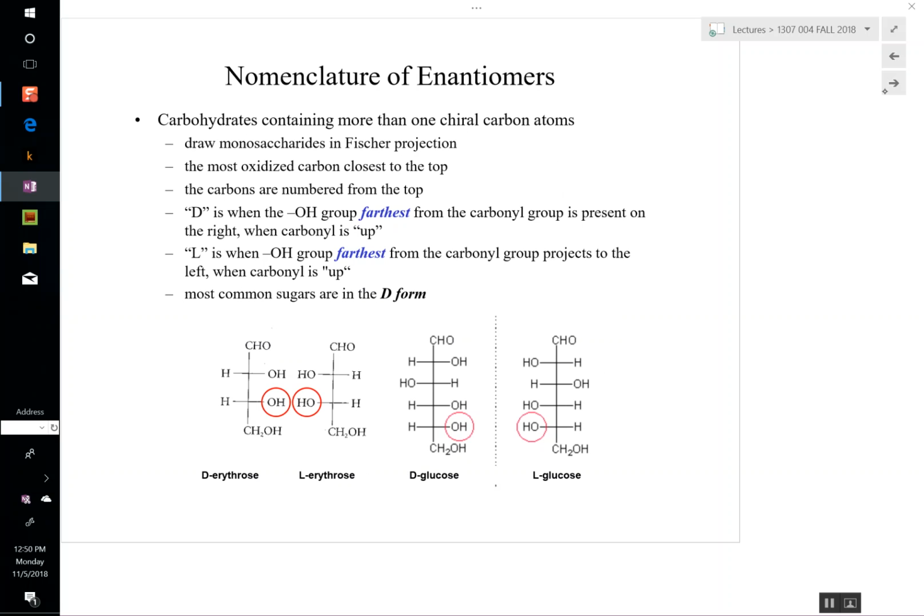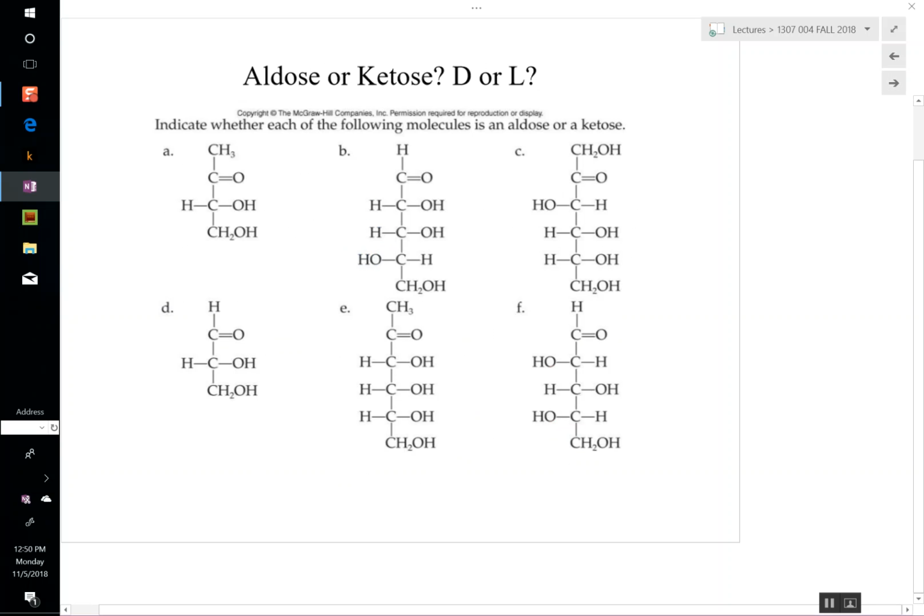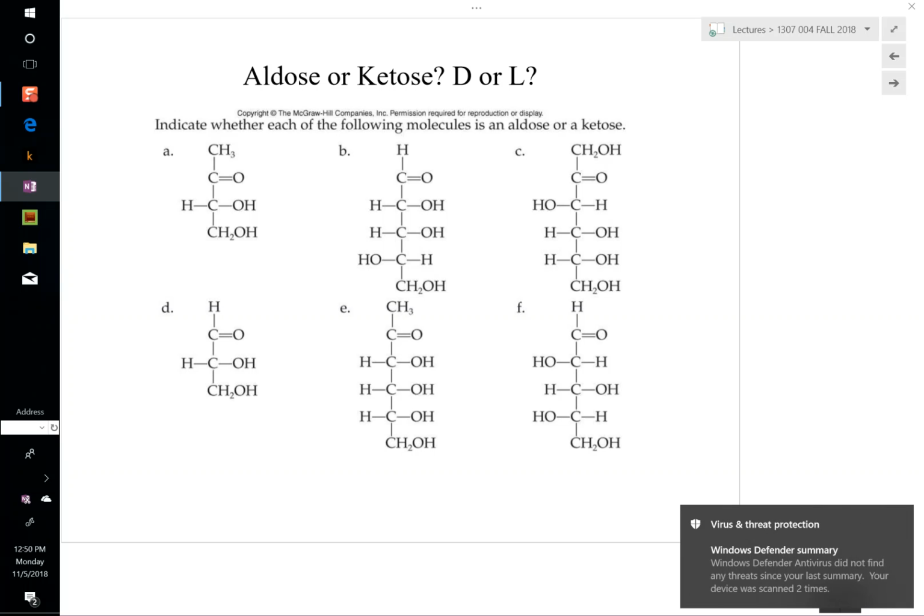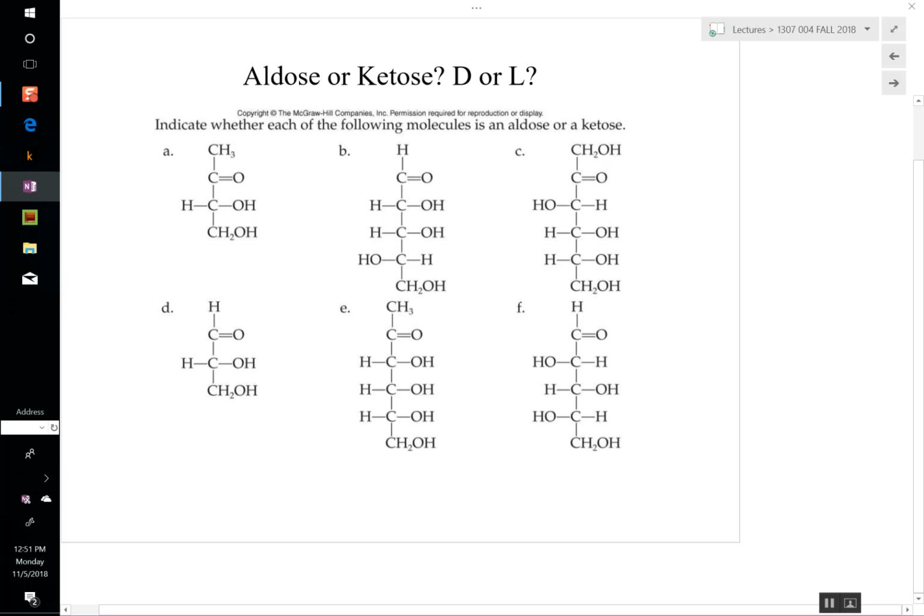This kind of goes through telling you how to do these Fisher projections. All right, let's go over this slide. Is it D or L? Right here we have 3 carbons. What's the name of that molecule? Glyceraldehyde. And which glyceraldehyde is it?